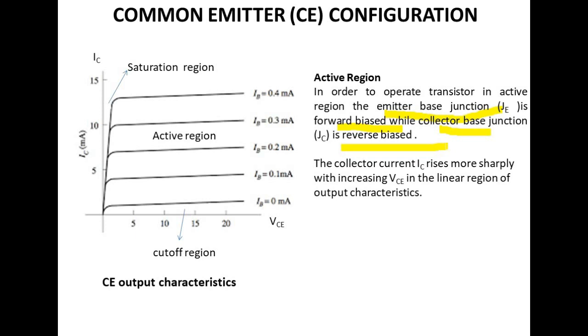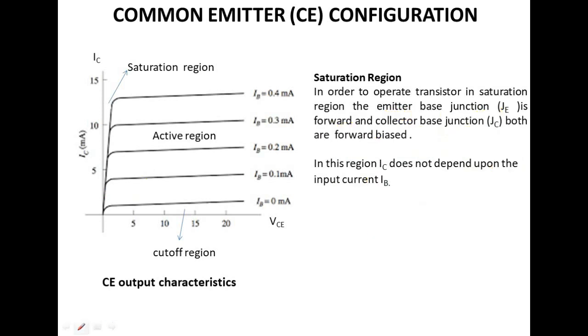We know that a transistor can be made to work in three modes: active, saturation and cutoff mode. So in order to work the transistor as an amplifier, it should work in the active region. The collector current IC rises more sharply with increasing VCE in the linear region of the output characteristics, as is clear from the characteristics. Now come to the saturation region.